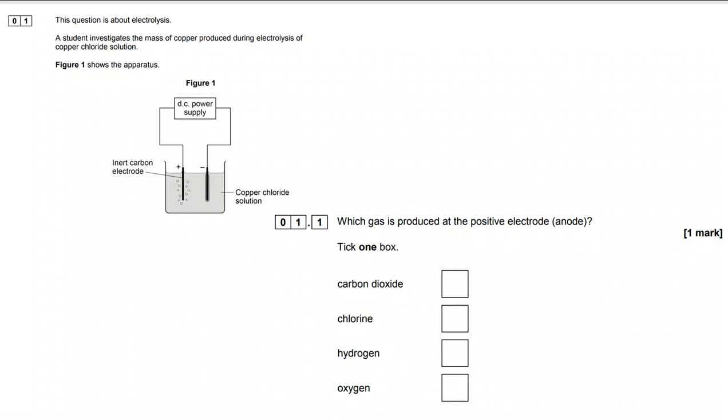Now, on this, we've got to think that the positive electrode will attract negative ions. We're also thinking that this is going to be a gas. So we're looking for a gas that would form negative ions. And what we can see here is copper chloride would break down into copper and chlorine. Chlorine ions have a charge of -1, attracted to the positive electrode and become chlorine gas.